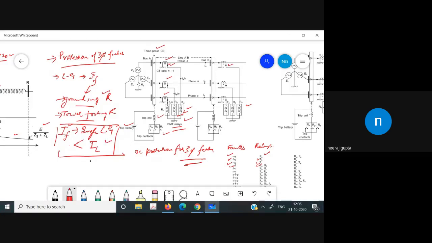So if we are using this scheme, the basic principle is that if the current is more than the predetermined value, then it will trip. Then it will give the trip signal. However, if the fault current is less than the load current, in that very case, it is not possible to trip, because the logic is that the fault current should be greater than the load current. So that is what the overcurrent relay is.